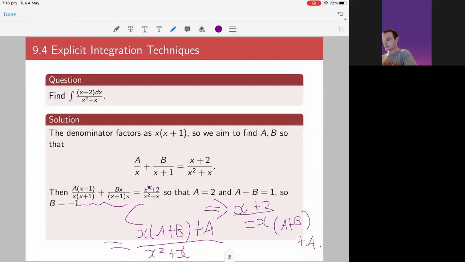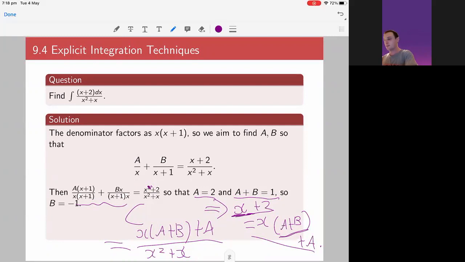So I need this to be the same as this, and this has to be true for all x. If I set x equals 0, I find that a is equal to 2. If I set x to be basically any other number, I find that a plus b has to be the same as the coefficient in front here, 1. So a equals 2 and a plus b equals 1, so b is equal to minus 1.